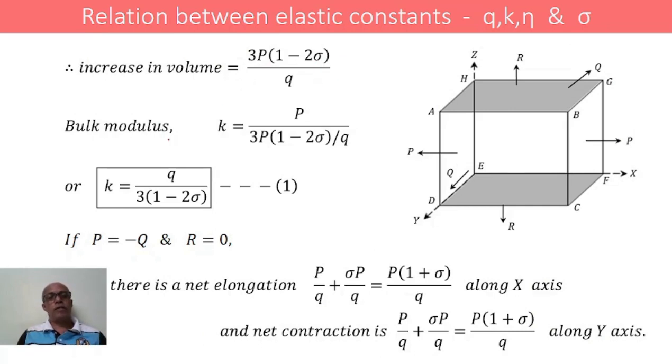Therefore, the bulk modulus K will be equal to P divided by the increase in volume. It is force by increase in volume, that is P divided by 3P into 1 minus 2 sigma by q.